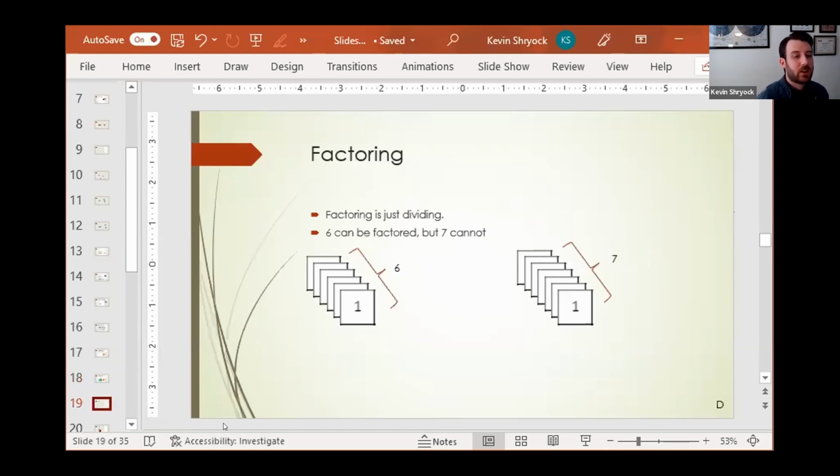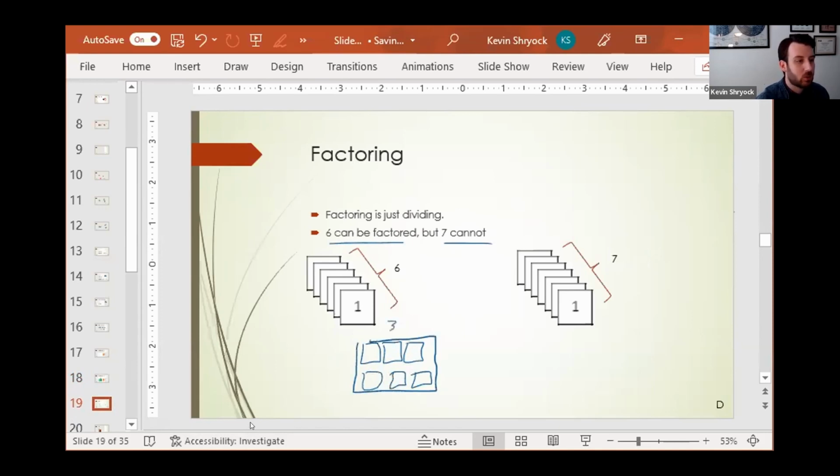All right, factoring. Let's talk factoring a little bit. Why can 6 be factored, but 7 cannot be factored? It has nothing to do with the symbols, the numbers, and the calculator and what it tells us. It's about organization. 6 units I can sketch out like this, which means I can represent and organize 6 units in a rectangle.